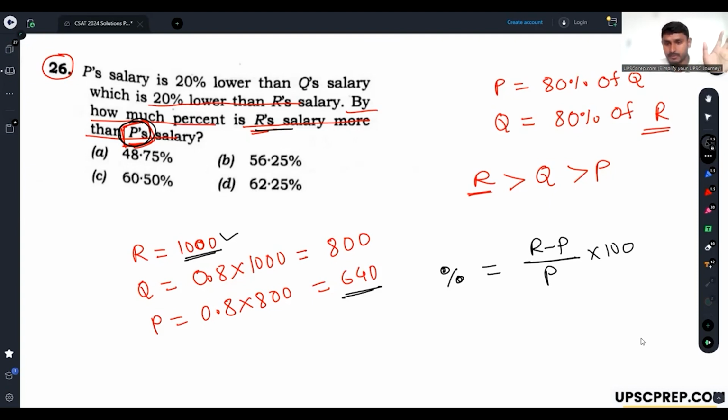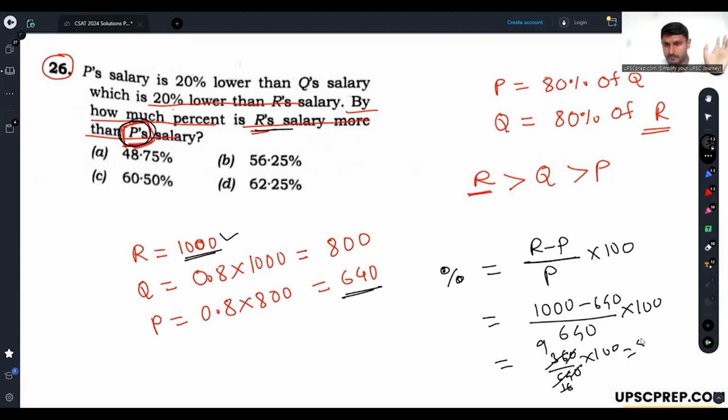Into 100. So this will be 1000 minus 640 divided by 640, right? Into 100. So this will be 360 divided by 640 into 100. 9 4s are 36, 16 4s are 64, if I just divide it, 56.25 should be the correct answer, right? Option B. Option B would be the correct answer.